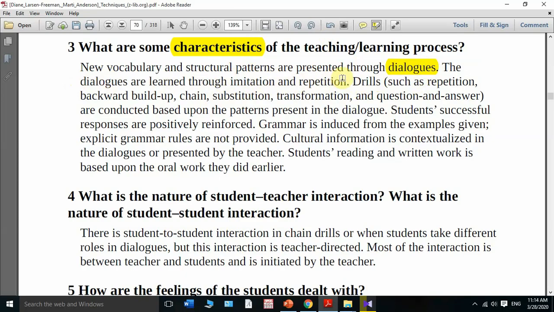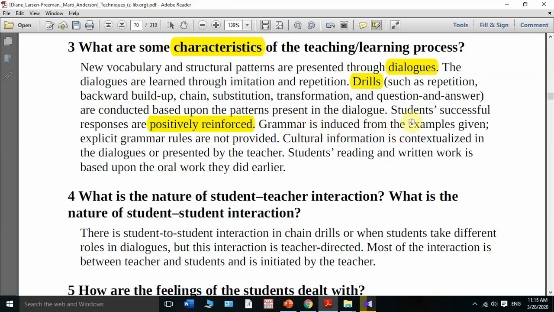Drills, another keyword. So this is what pretty much happens, such as repetition, backward build-up, chain substitutions. These are different types of drills, guys. We're gonna work on them later on at the end of the chapter. So we have a lot of drilling. Moreover, we say that students' successful responses are positively reinforced. The same thing we saw in the video.